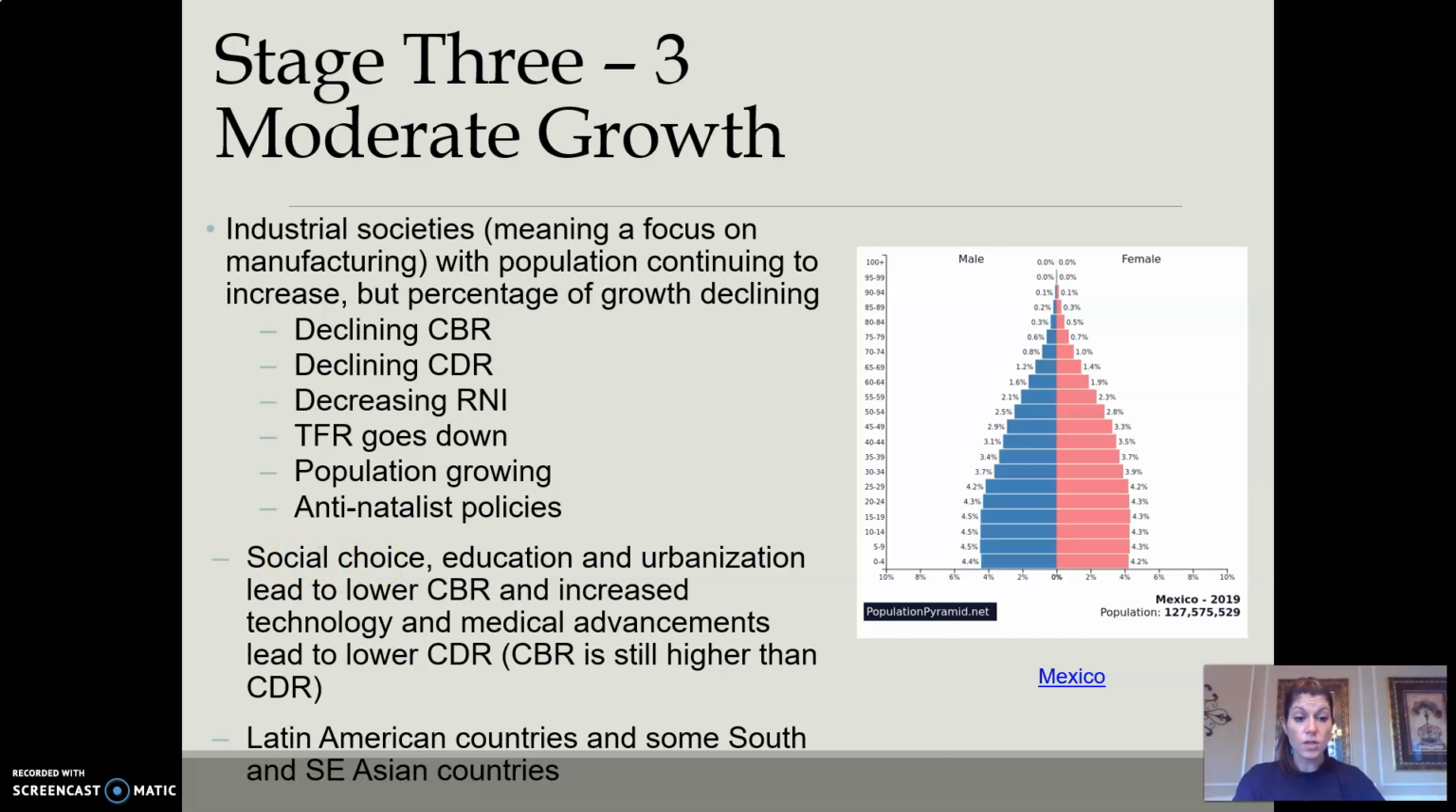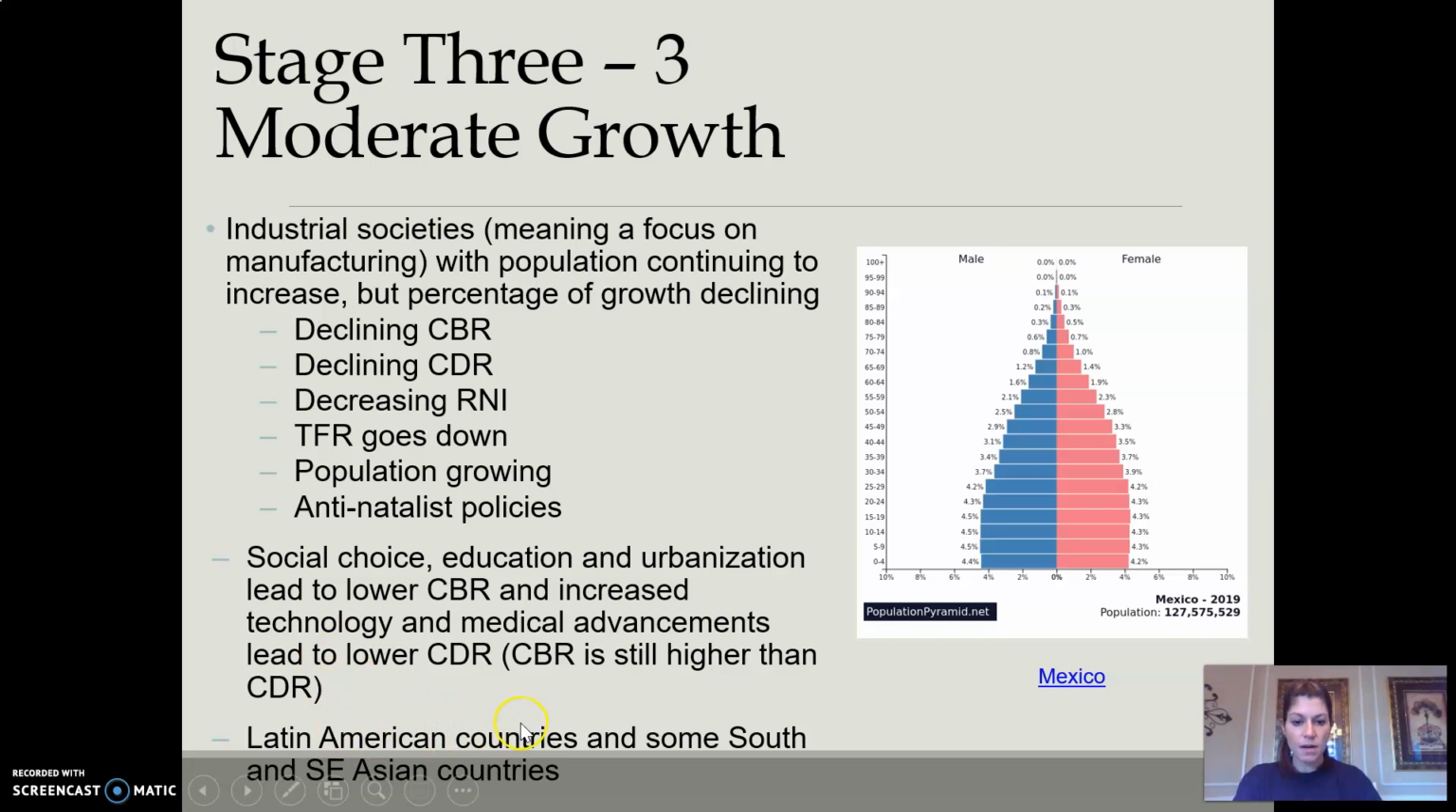So women's rights will start to increase. And again, the more developed a country is, the better it is for women in terms of women's rights and opportunities. There's more access to education. We're going to start to see urbanization, which again will lead to lower birth rates. And increased technology and medical advancements will be why we see death rates continuing to drop.